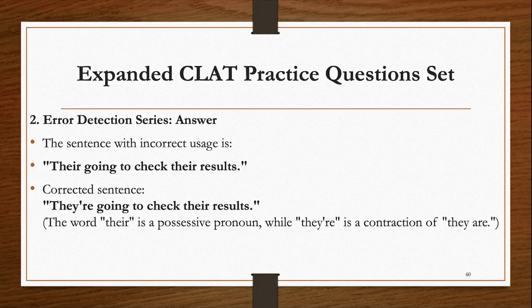Okay. Now, it should not be T-H-E-I-R. It should be they, comma, R-E. The word their basically is a possessive pronoun. It is used to show possession. So, they're going to check their results. That is they, apostrophe, re, which is a contraction of they are. So, they are going to check their results.